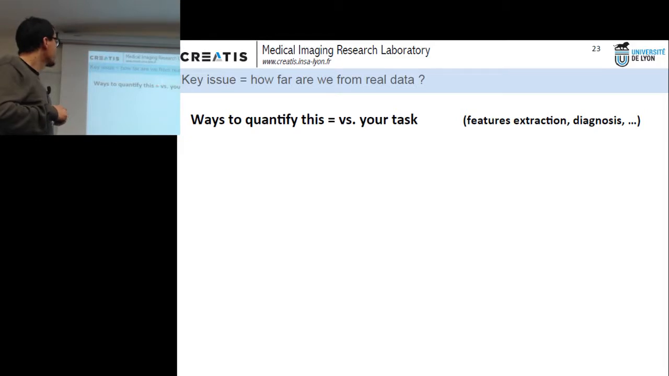So the key issue is, in cardiac imaging, how far are we from real data? The way to quantify this is, given your task, you want to do just feature extraction. As we've seen on Monday, we are able to simulate highly realistic data. So we maybe don't really care about the disease, the dynamics of the disease, if you just want to do segmentation. But still, we may benefit a lot from simulated data. For diagnosis, it's much more complex, and I told you several times that it may not be that easy.